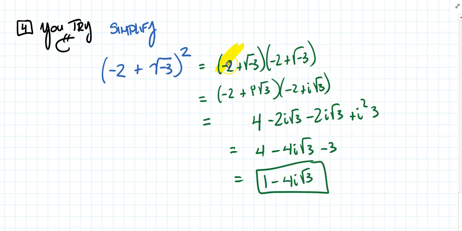I wrote it out. I said negative 2 plus rad 3 times negative 2 plus a rad 3. Then I changed the radical of negative 3 to i radical 3. Then I used FOIL. Remember that i times i is i squared, and rad 3 times rad 3 is just a 3. Simplifying down, you get 1 minus 4i rad 3.